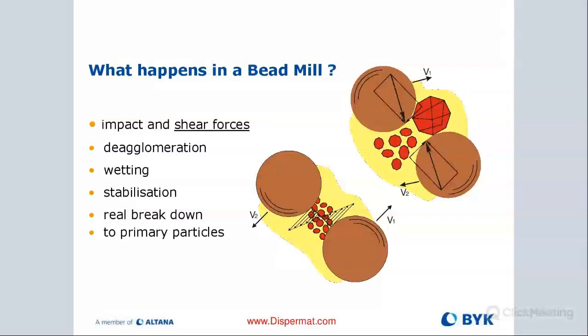And that action, as the beads drift towards each other, is causing these particles to just shear away and break up these binding forces. That's really what's happening inside of a bead mill. We are not trying to crush our pigment particles. We're only trying to break up these binding forces. That's really all that we are trying to do.